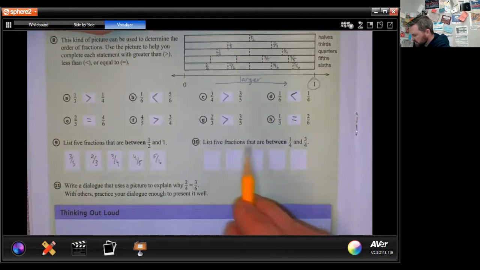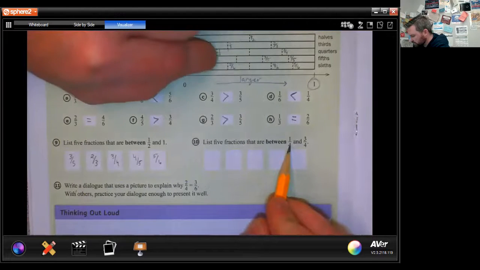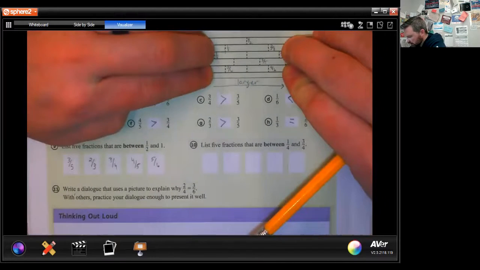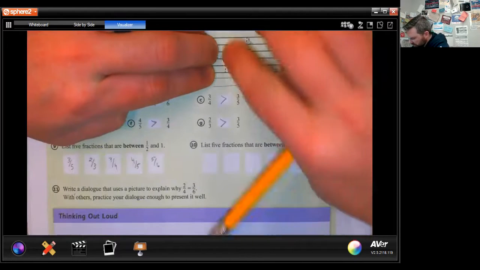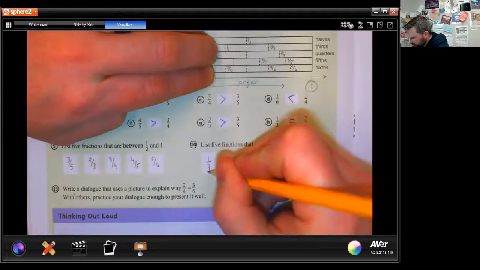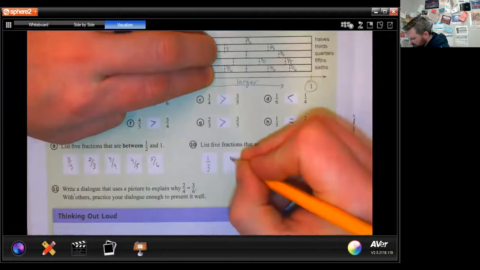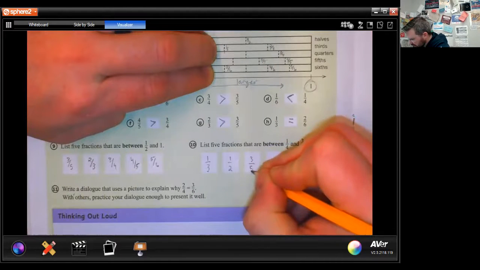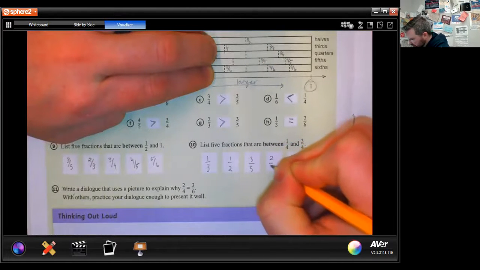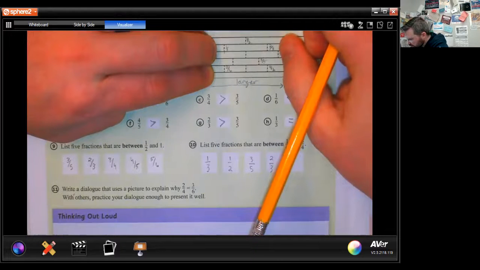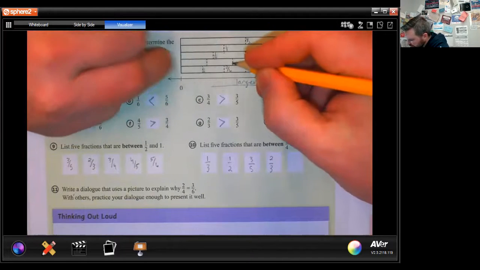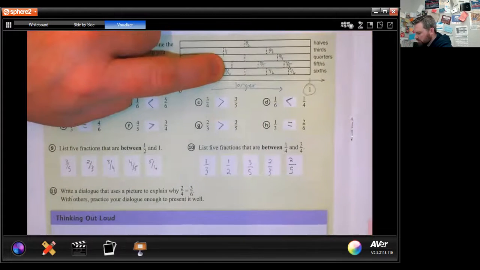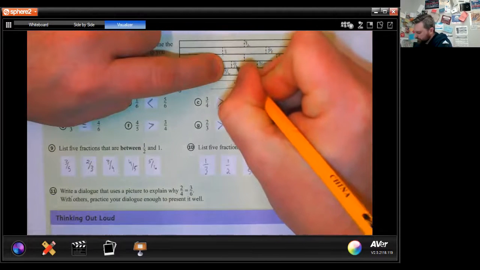List 5 fractions that are between a fourth, so here's a fourth, and 3/4. So kind of this window right here. Okay, so you got 1/3, you got a half, you got 3/5, and 2/3. And we need one more. What's this one right here? This one wasn't labeled. That's a fifth. That's 2/5. Okay, these aren't in order now, but this is 2/5.